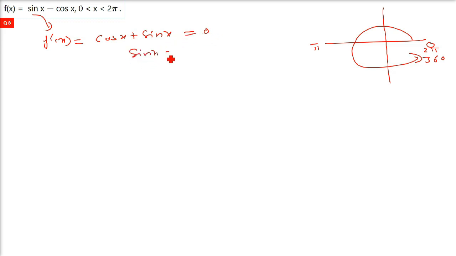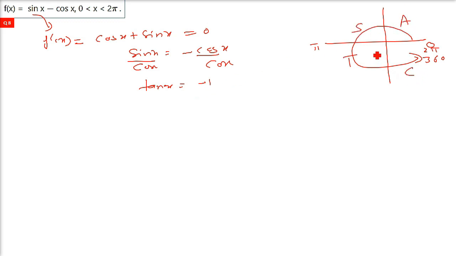Now, when it is equal to 0, sin x is equal to negative cos x. Let us divide both sides by cos x. We are going to get tan x is equal to -1. What is the value of x for which you get -1? Let me write the value, because you know where tan x is going to be negative.